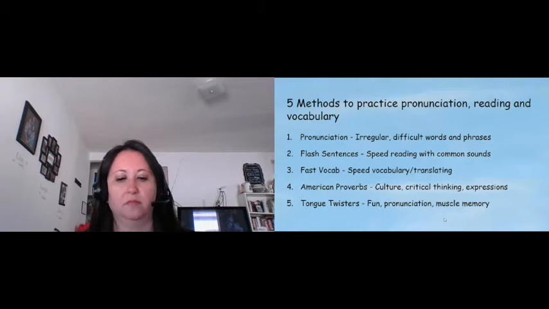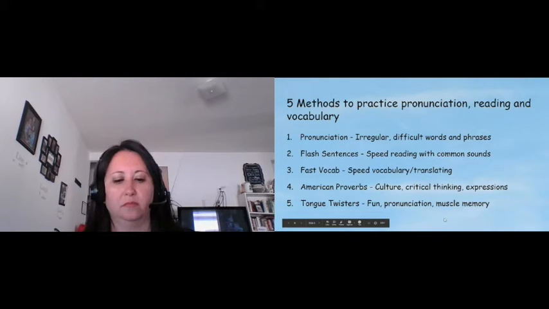I use a method called flash sentences, which is pretty easy to set up and is kind of fun, and helps students focus on the screen and read, and helps with their reading. Fast vocabulary is using a computer program that we're not going to be able to use exactly today, but I want to show it to you.